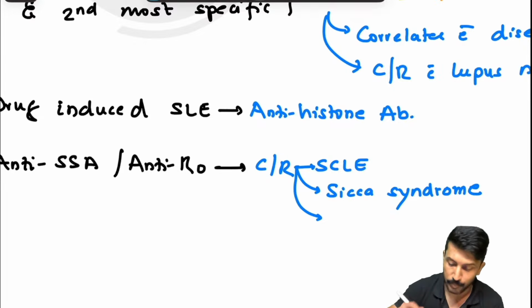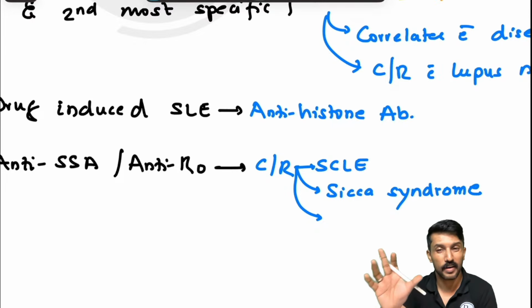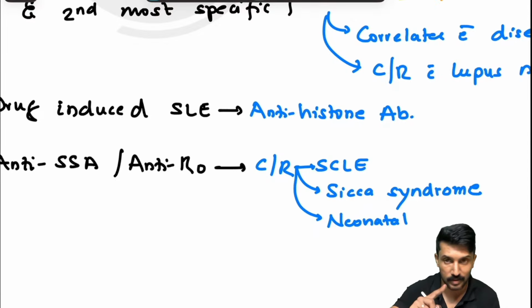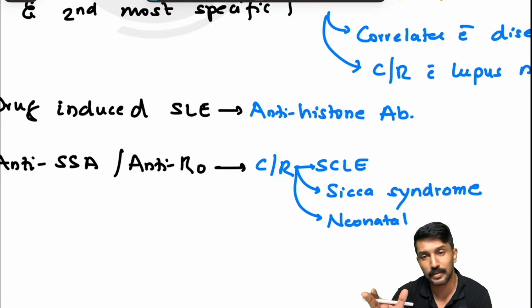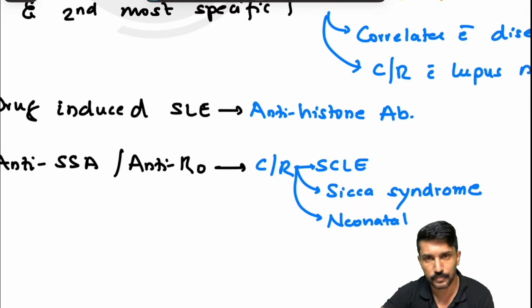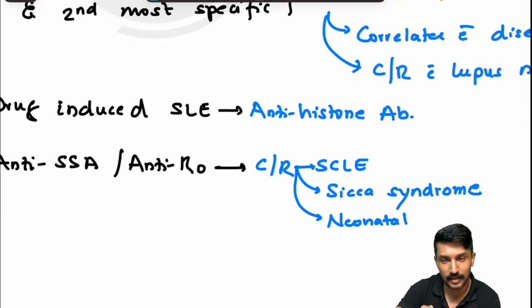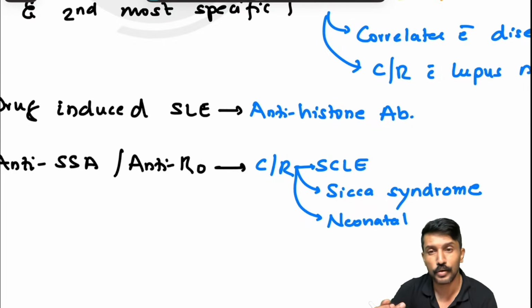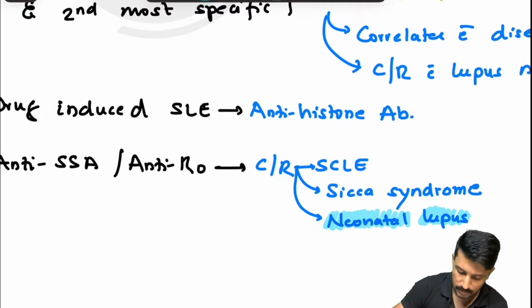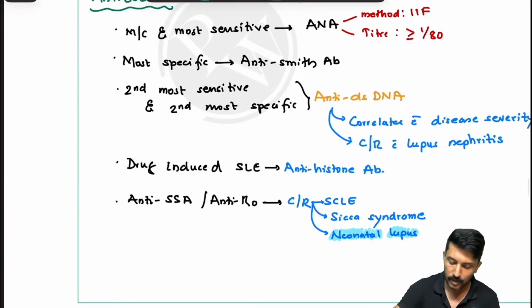Third, very, very important, repeatedly asked MCQ: which antibody correlates with neonatal lupus? If there is a pregnant woman with SLE, and she carries these anti-SSA or anti-Ro antibodies, she has a high risk of transferring these antibodies to the newborn, and the newborn may develop what we call neonatal lupus. This is an important MCQ point. So don't forget this. Which antibody correlates with neonatal lupus? It is the anti-SSA or anti-Ro antibodies.